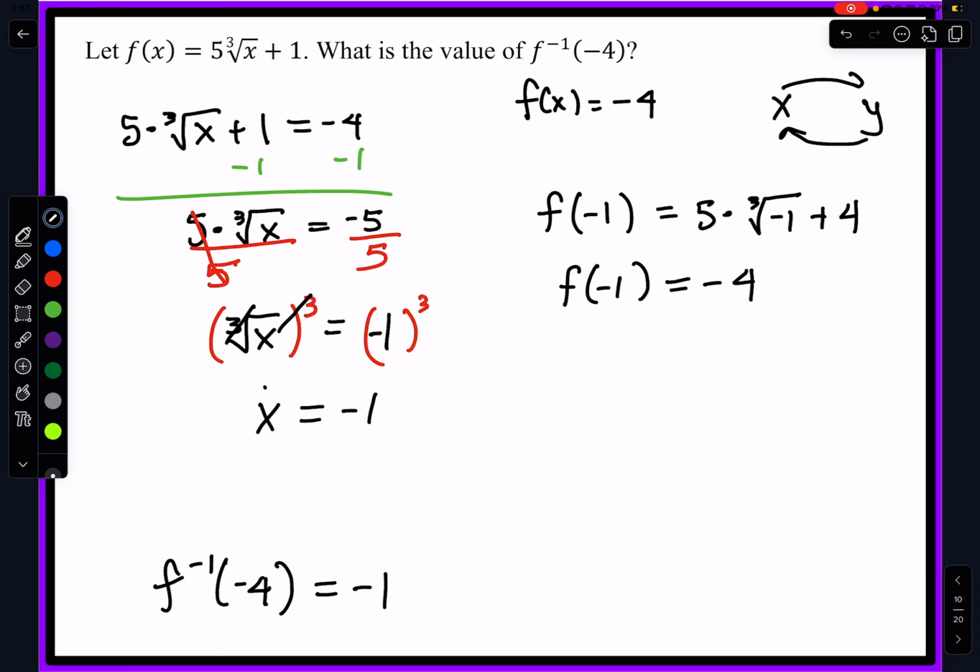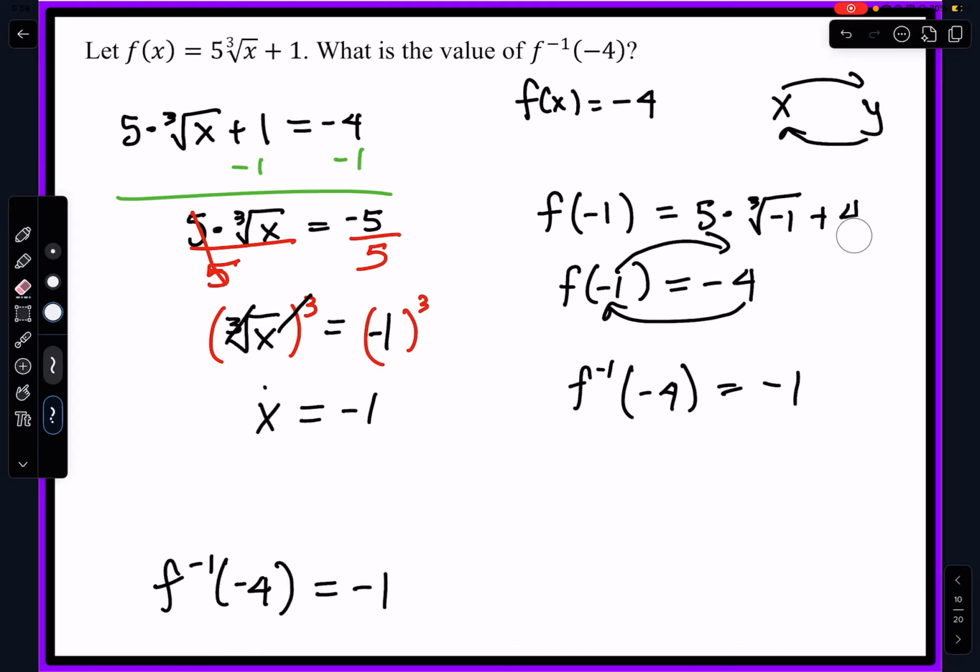Now because the inverse flips everything, if I plug in -4 and flip it here, I'm going to end up with a total of -1. Hold on, I made a mistake here. That should not have been a 4, that should have been a 1. So -1 times the 5 is -5, and the +1 gives me a -4 right there.